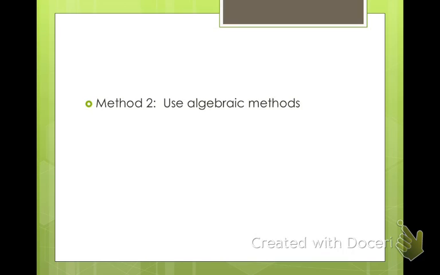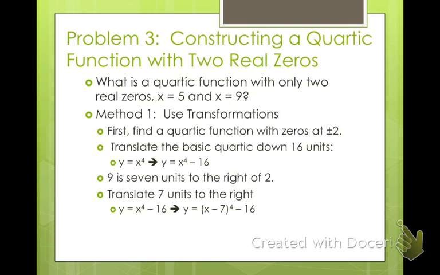use the algebraic method. Oh, I forgot to tell you on this one. The reason why we did plus or minus 2 is because we needed to find the middle of the 2 points. Sorry, I didn't explain that very well. So between 5 and 9, we had to find the halfway point. Halfway is 7, and 7 is 2 away from 5 and 2 away from 9. That's why we needed to find zeros at plus or minus 2 so that we could take this function and translate it down and over so that it would fit this model. My apologies.